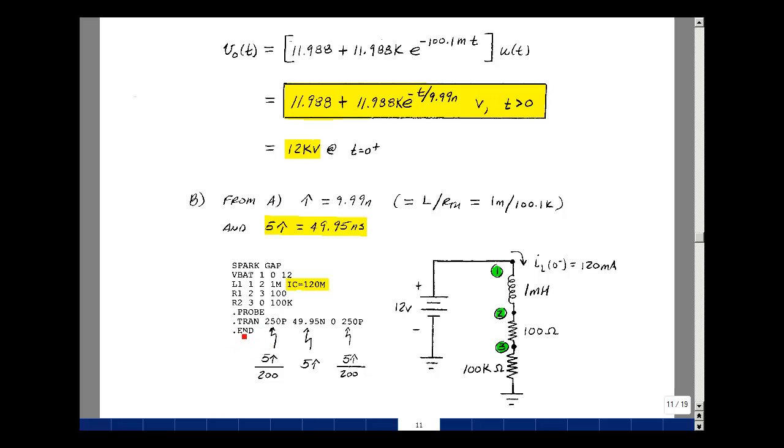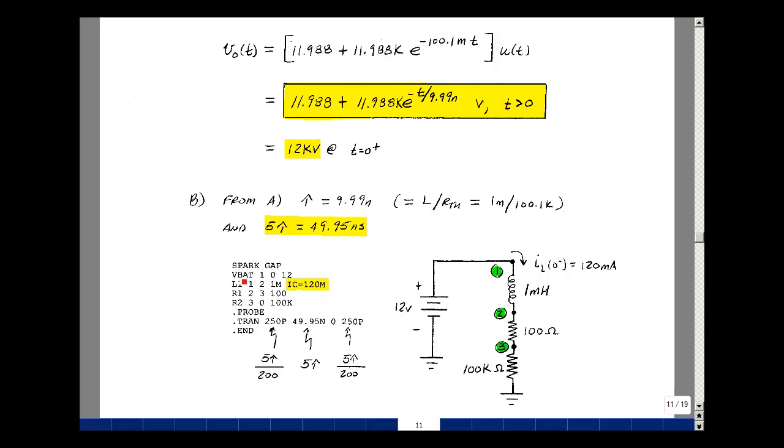So for our transient analysis, we'll stop our graph at 5 time constants, which is 49.95 nanoseconds. Divide that by 200, that would be my print step, so I get a minimum of 200 points on the screen. Start plotting at t equals 0, and then let's pick the ceiling step the same as the print step to get a nice smooth curve. Now we do have an initial condition at t equals 0 plus, and that was 120 milliamps. So we're going to add that term into our description of the inductor.